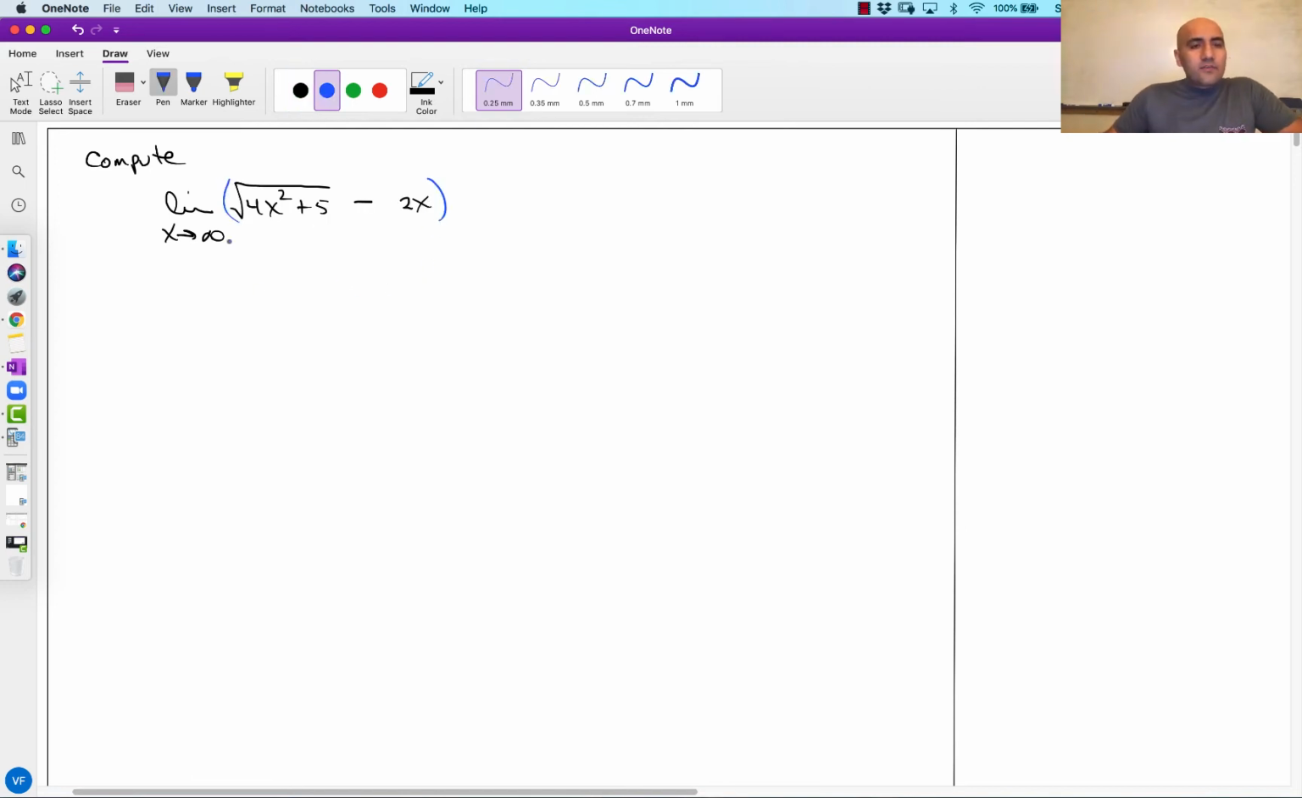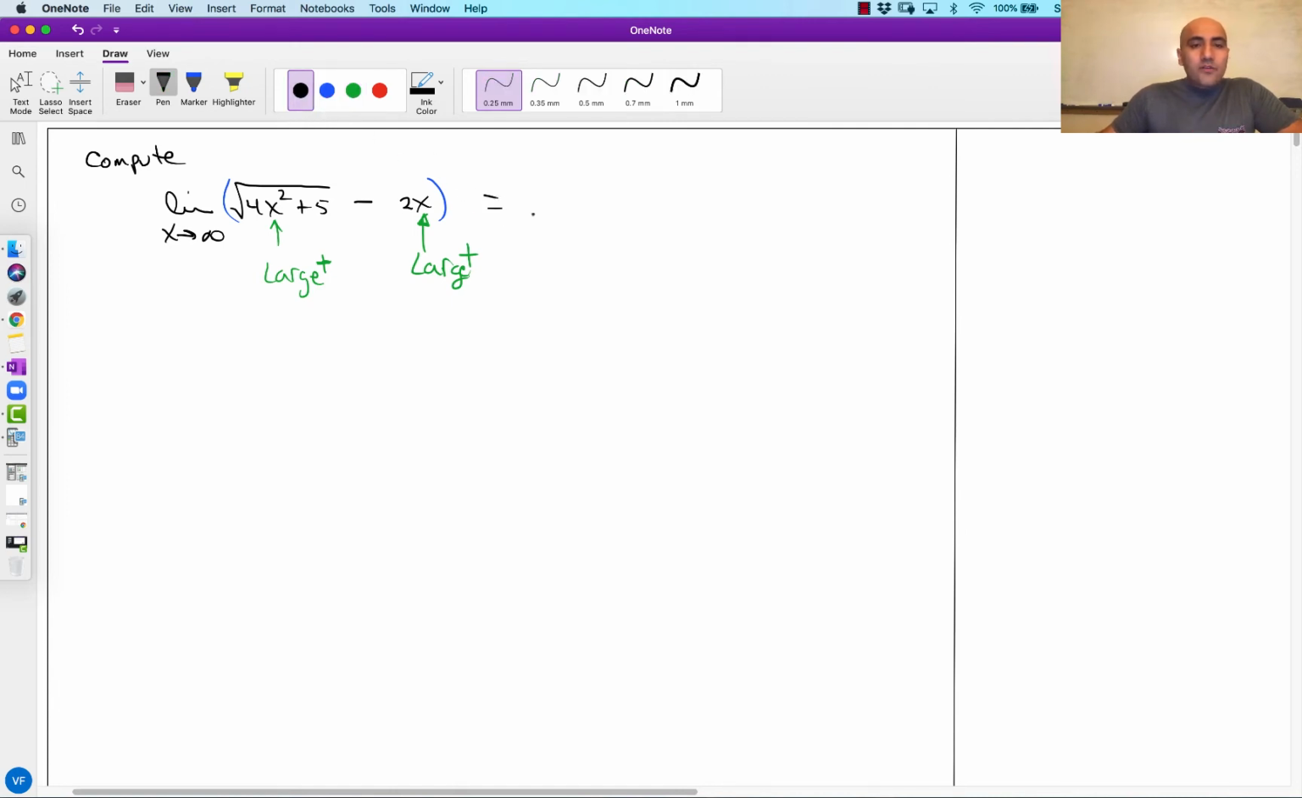Okay, so let's think about this one. The limit as x goes to infinity of the square root of 4x squared plus 5 minus 2x. Where is this heading? Well, notice that this is getting very large as we input very large positive numbers. We square it, multiply by 4, and add 5, and we get an even larger positive number. When we take the square root of a really huge positive number, we still get a very large positive number, minus twice whatever the input is. So again, if we're inputting a very large positive number, what we end up with is a large positive minus a large positive.